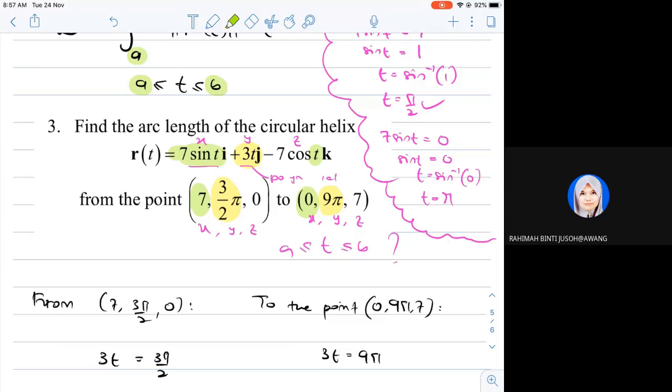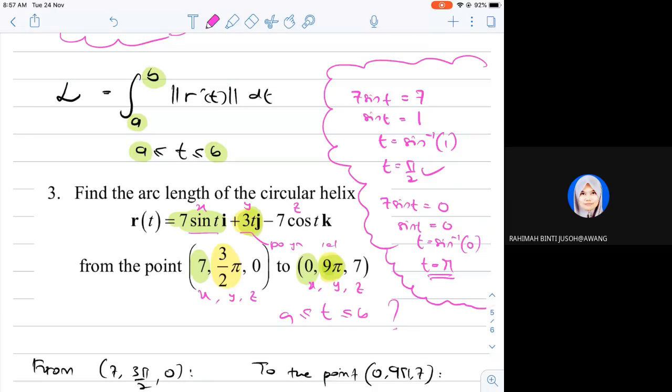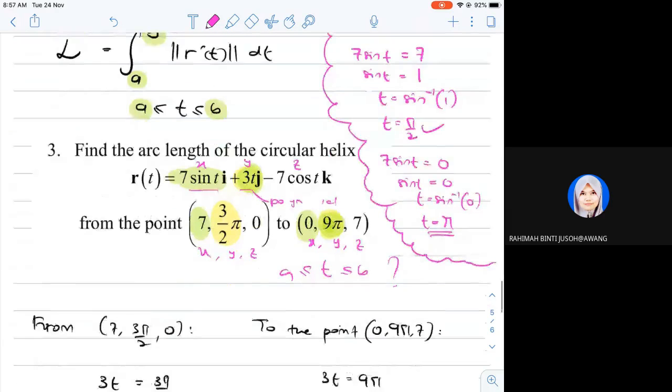If you substitute t here, the one I highlight in green, at 3t, it should be 3 times pi, which is 3 pi, right? But we have 9 pi. So this value does not fulfill the second component. Okay? So that's why if you answer like this, your answer might be wrong. So you have to be careful.